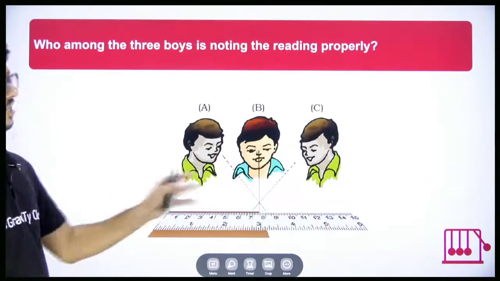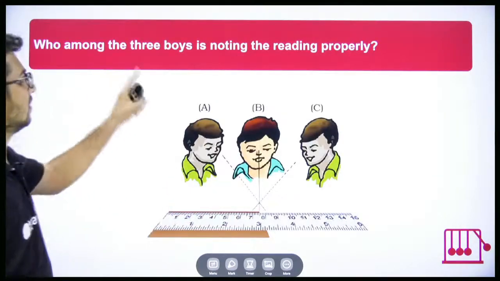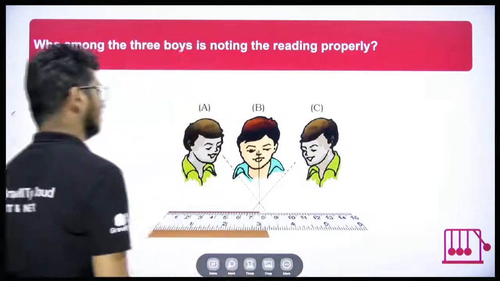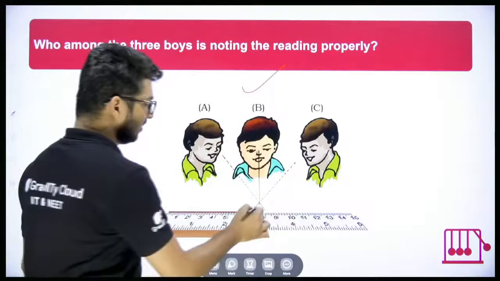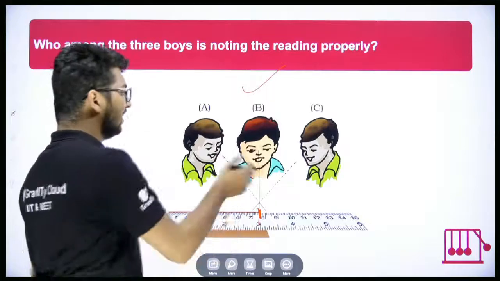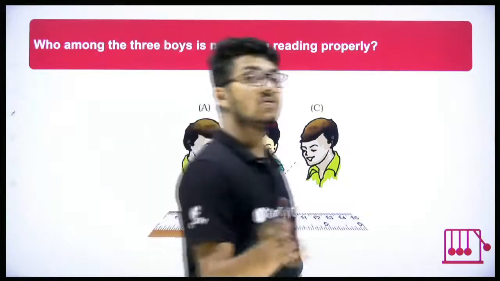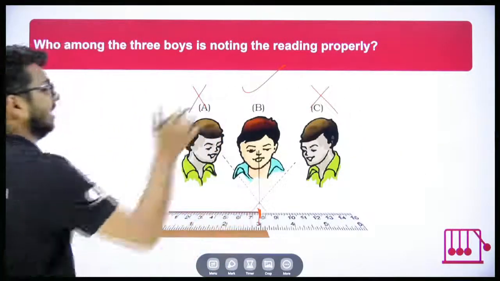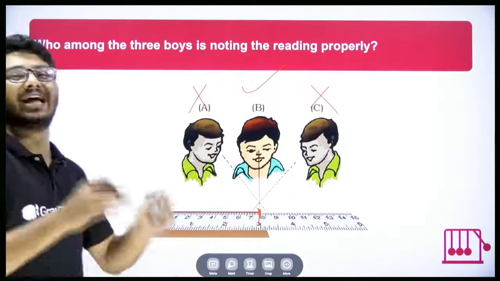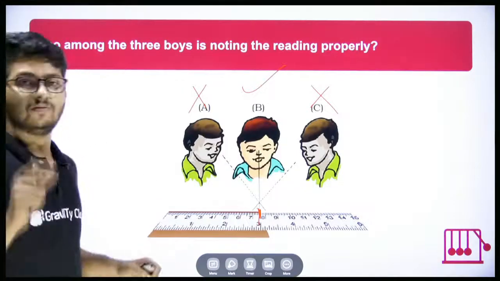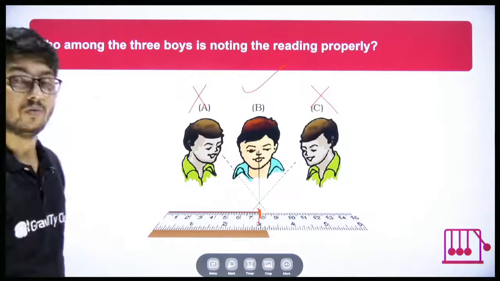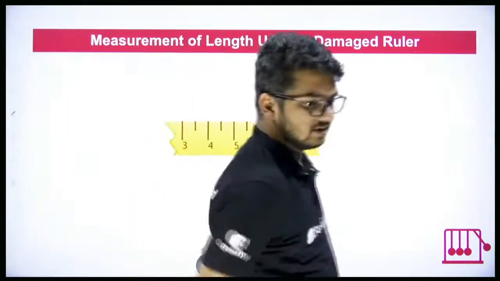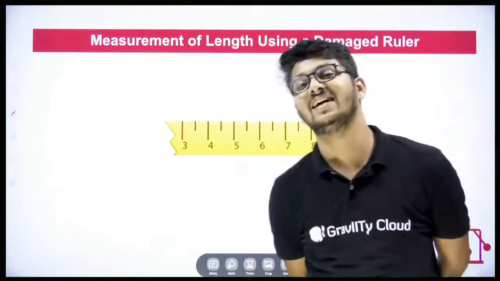Understood? So if I look at this example, this question here, who among the three boys is noting the reading properly? We have three cases, A, B and C. B, because here this is coinciding. We need this reading. So B is directly above, whereas A and C are towards left and right, which obviously is wrong. You have to be directly above. Not only for a scale, for any reading on a thermometer, anywhere, if you want to take a reading, you have to be directly above. Good? Okay.